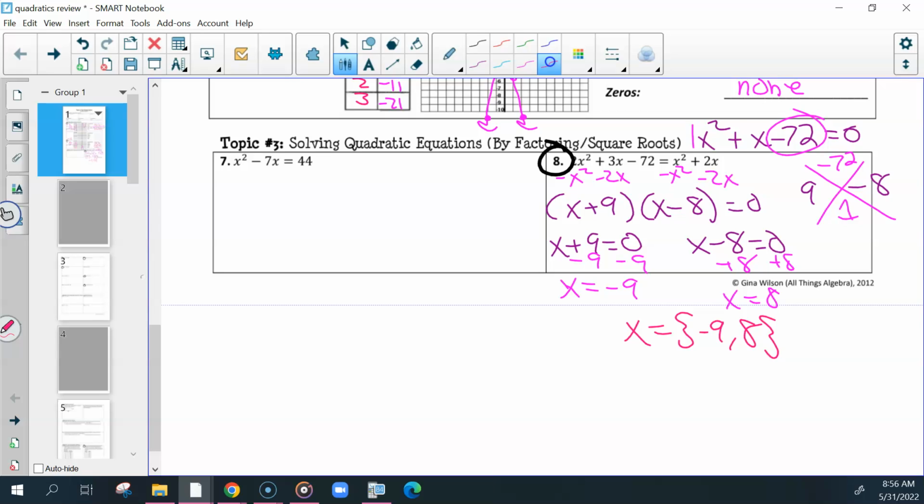I have a question. So when you're trying to find what adds to one, where did you get the 1 from? You're looking for two numbers that multiply to be this term, but add to be this term. So the one in the middle. Do we have other questions on 8?